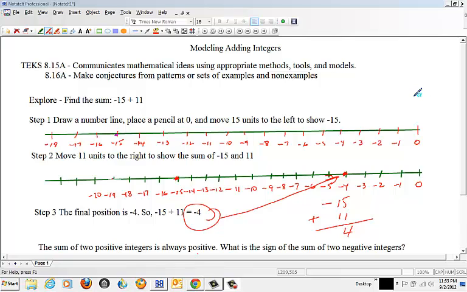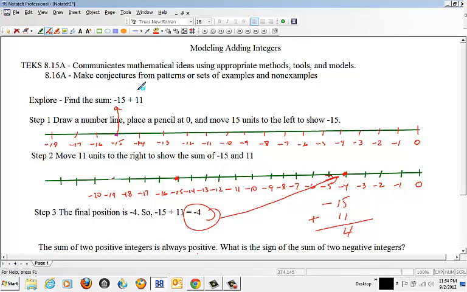Step 1, and I've already done this for us, is we want to draw a number line. We're adding a negative and a positive number, so it asks us to place our pencil, which I've done, at 0 and move 15 units to the right. When we do that counting, we will wind up here. Okay, now this shows us a negative 15, which is what we're looking for here.